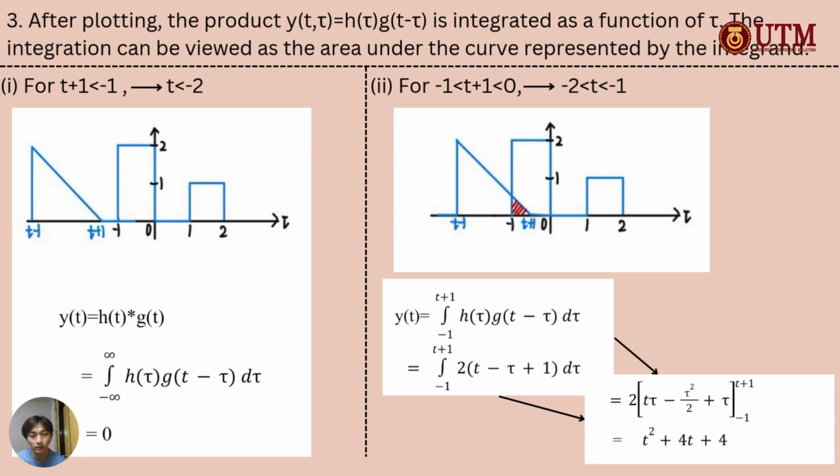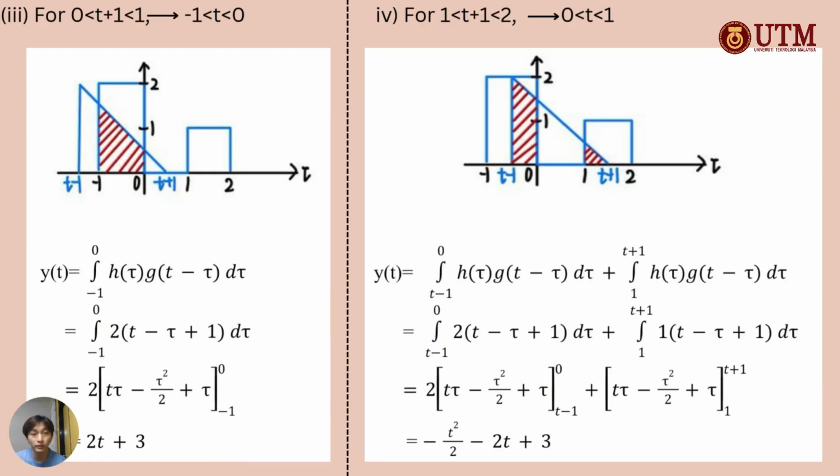So we can see that the y(t) equation is t squared plus 4t plus 4. When t is between -1 and 0, you can see the triangle fully overlaps the higher rectangle, so y(t) is equal to 2t plus 3. And then for t between 0 and 1, you can see the triangle overlaps with two columns. And then the y(t) equation is negative t squared divided by 2 minus 2t plus 3.